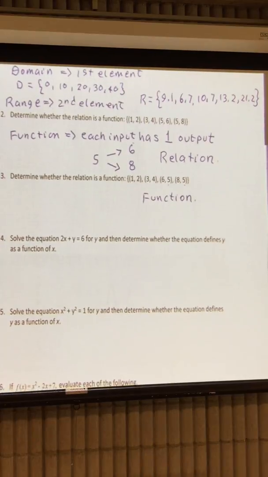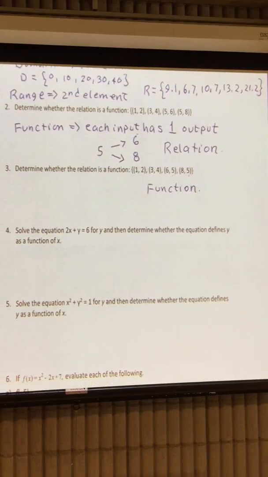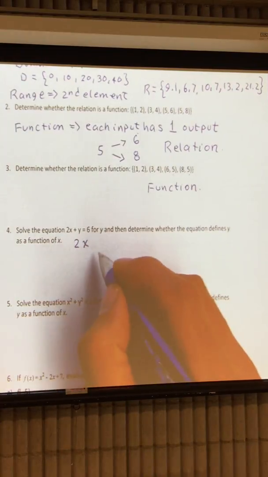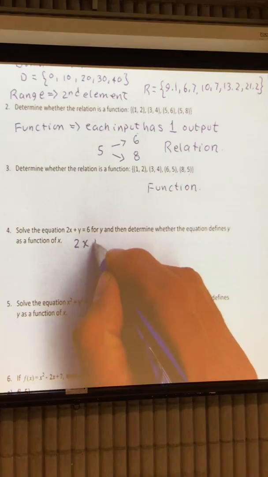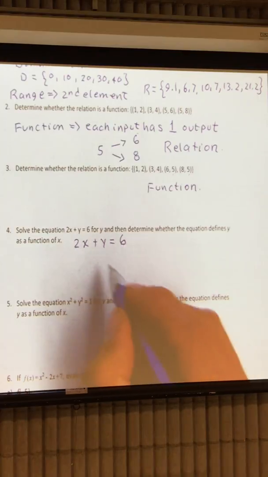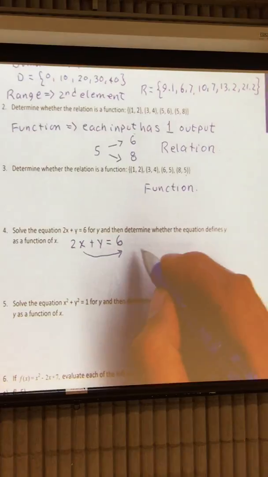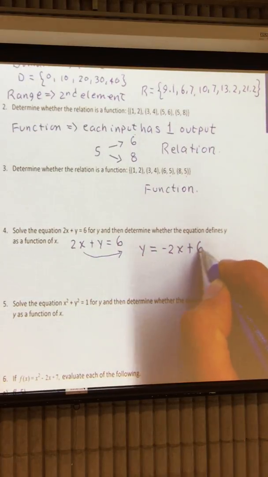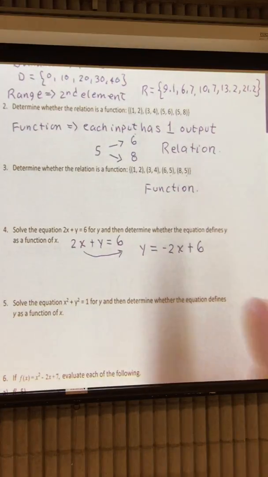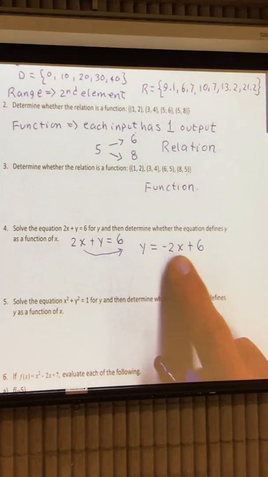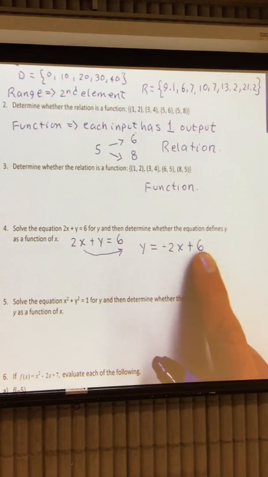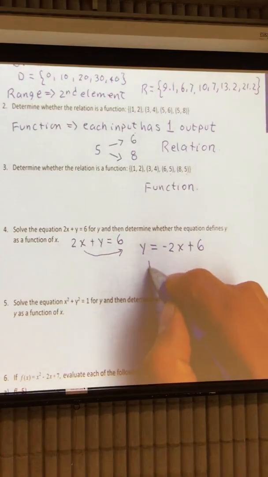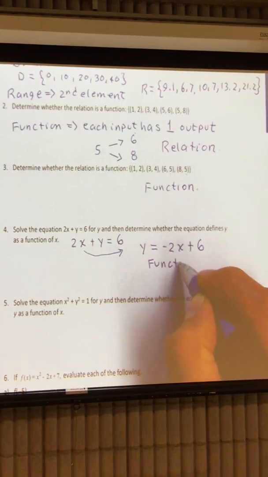Problem 4. Solve the linear equation 2x plus y equals 6 for y, and then determine whether we have a resulting function or a relation. We'll subtract 2x from both sides of the equation to isolate the y by itself, giving us negative 2x plus 6. If this is a function, then each input for x, when multiplied by negative 2 and added to 6, will give us one and only one output value for y, and it does. So this represents a function.